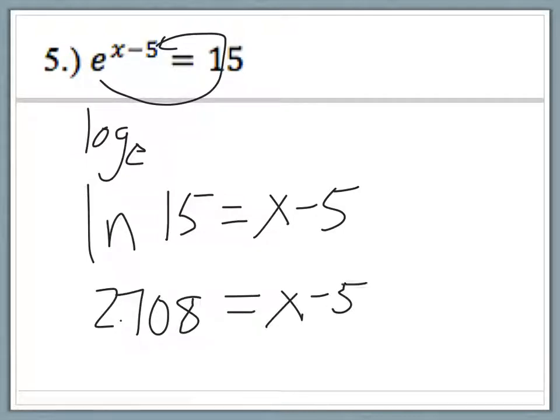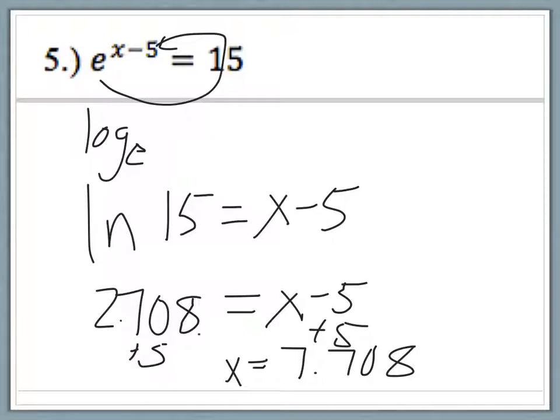Now I need to add 5 to both sides. So my answer is x equals 7.708. There's my answer. So for these ones, when it's e, we can rewrite it as ln, and it saves us a little bit of steps when we use our calculator.